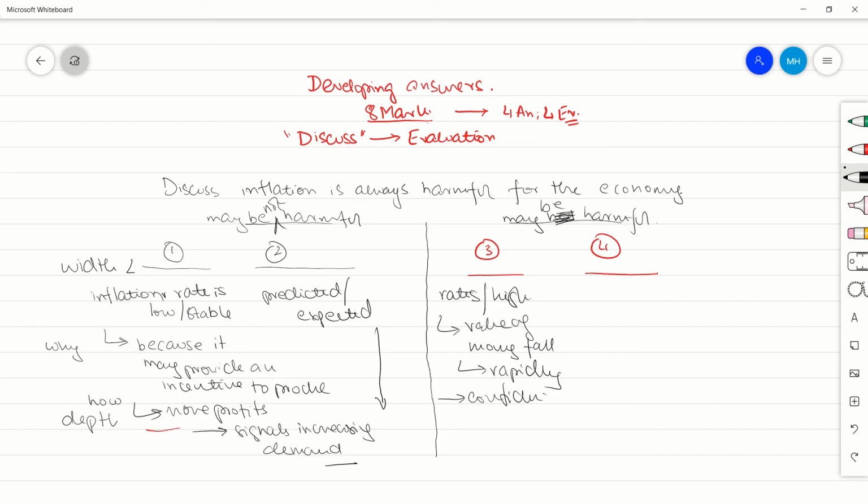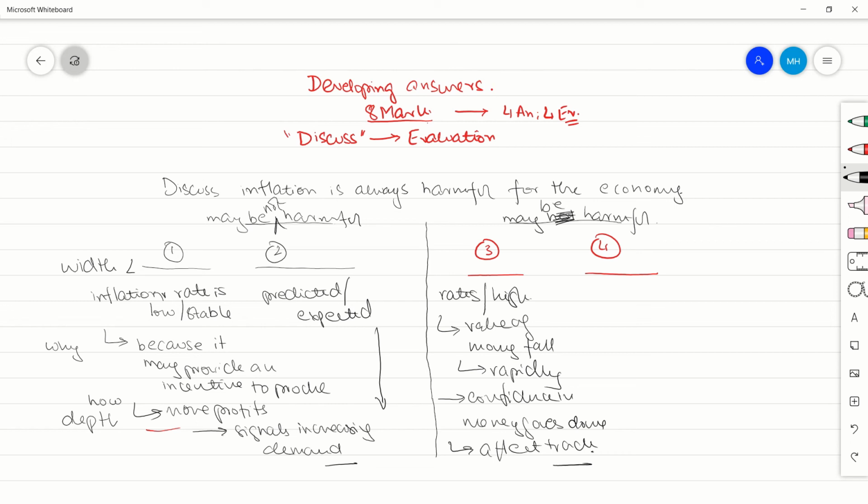Confidence in money goes down, and this will affect trade. I'm just putting points, I'm not explaining. This will lead to a consequence. This is how you develop your answer.